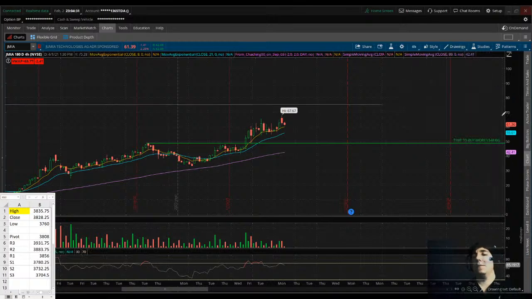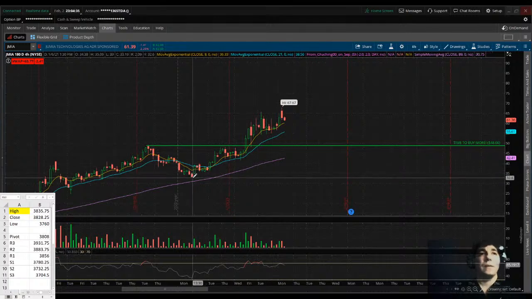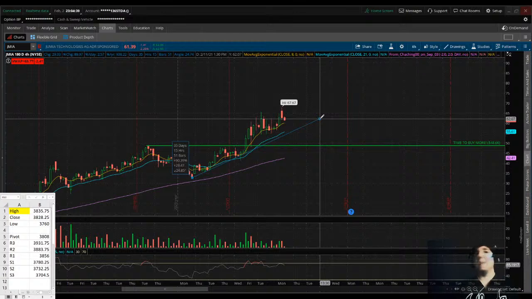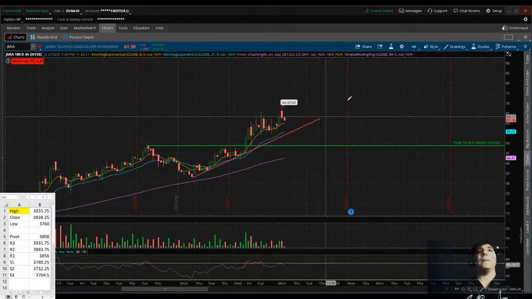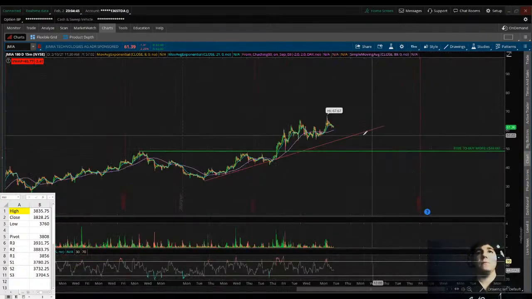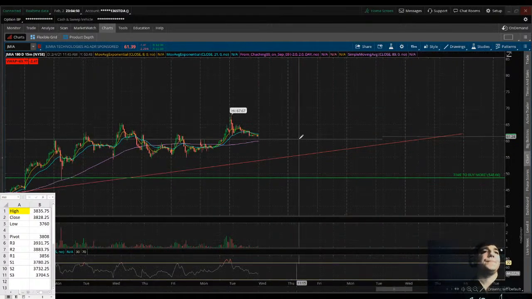If there's particular names that you follow, go back on these charts. Look for these levels. Be patient. Set alerts. They will hit eventually. And if they don't, they don't. But they will.